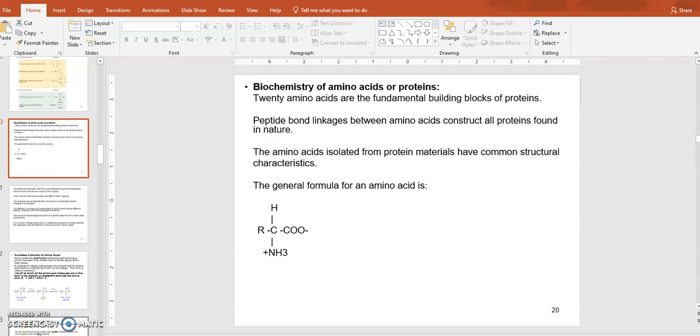So when we talk about the ion exchange chromatography method, since we are targeting the protein molecules, we'll have to understand the charge characteristics of the protein molecules. Okay, so we'll just talk about the biochemistry of amino acids or proteins just briefly.